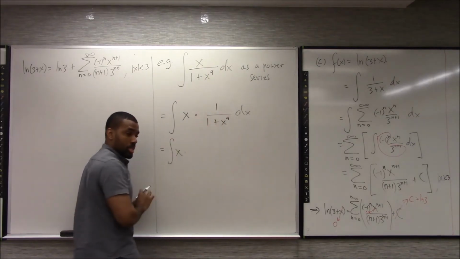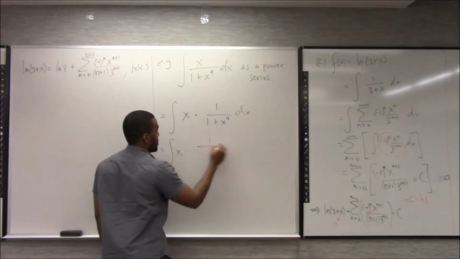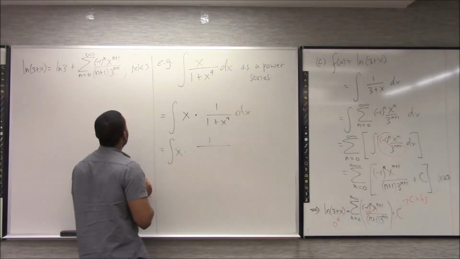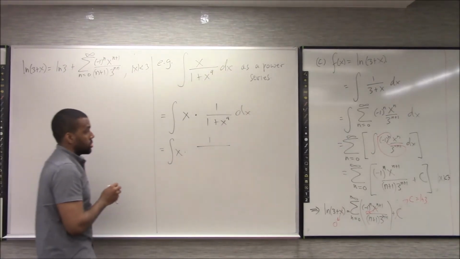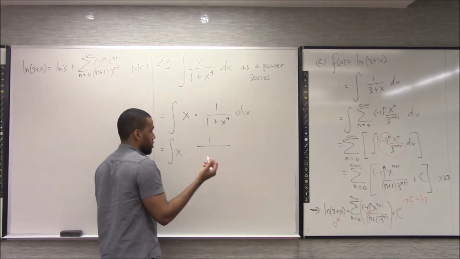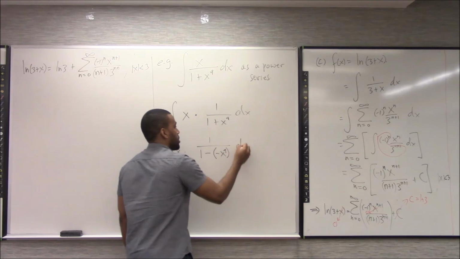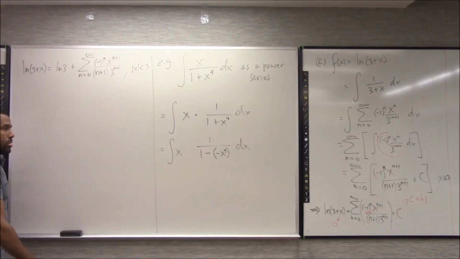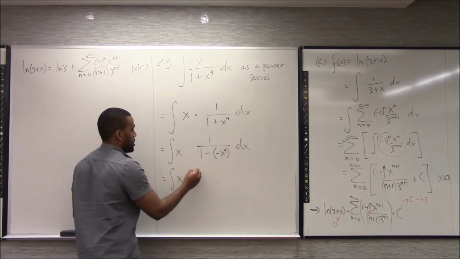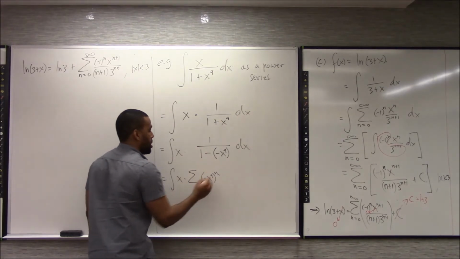Now this guy should be starting to look familiar. What do you think we can do with that? Plus sign here. The form I know has a negative sign, so I just take the negative of a negative. And now that looks like the 1 over 1 minus x. So this is going to be like the integral of x times the sum of minus x to the 9 to the n.